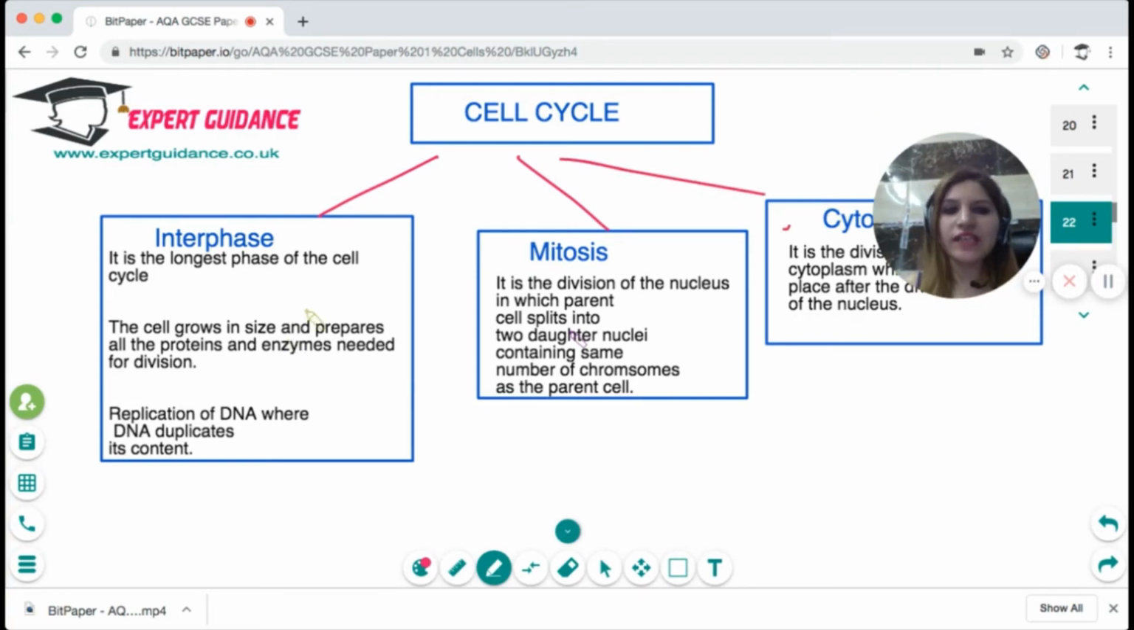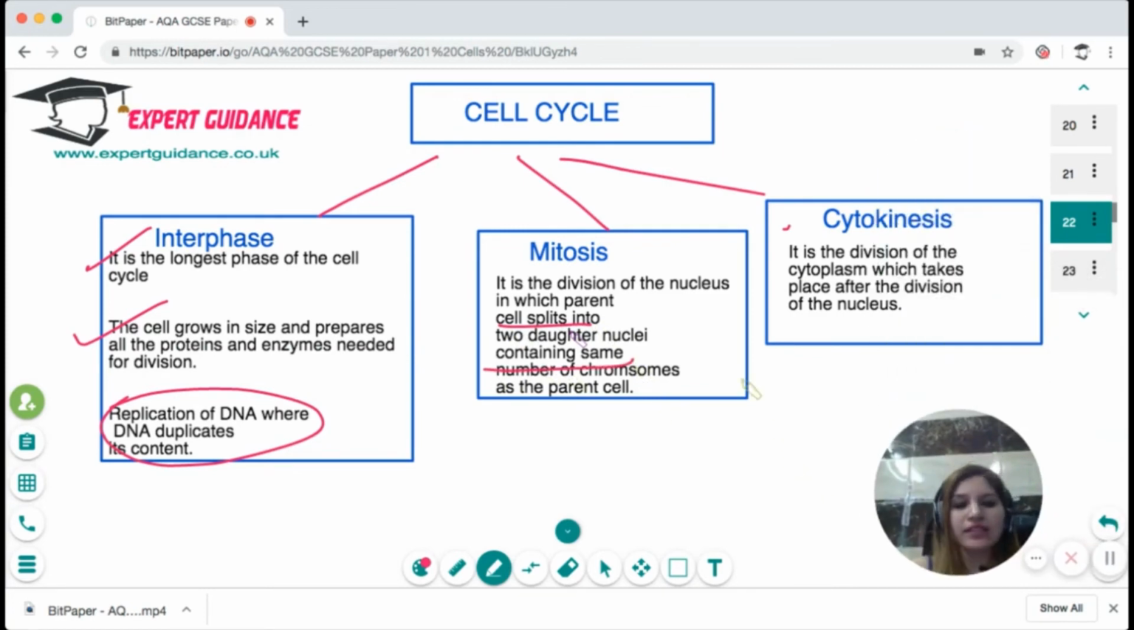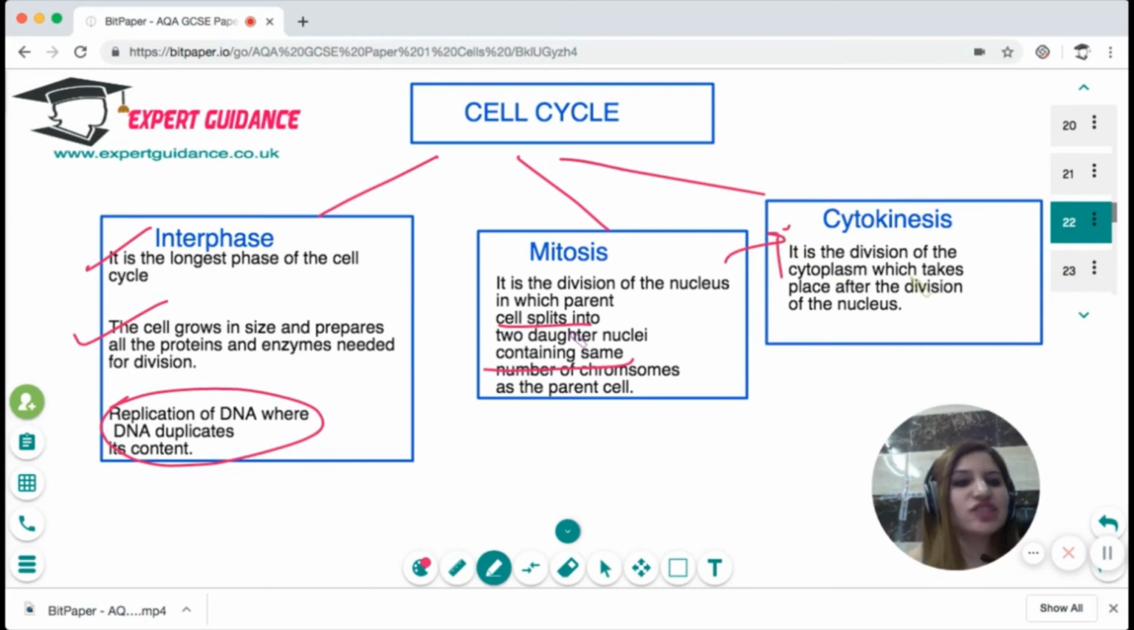It is the longest phase of the cell cycle, in which the cell grows in size and prepares by making all the proteins and the enzymes needed for cell division. And the very important step that takes place in the interphase stage is replication of DNA, where the DNA duplicates its content. After this preparation or the interphase stage is done, then comes the mitosis stage. Mitosis is the division of the nucleus, in which the parent cell splits into 2 daughter nuclei, which contain exactly the same number of chromosomes as the parent cell, so the daughter cells are genetically identical. And next is cytokinesis. It is the division of the cytoplasm, which takes place after the division of the nucleus.